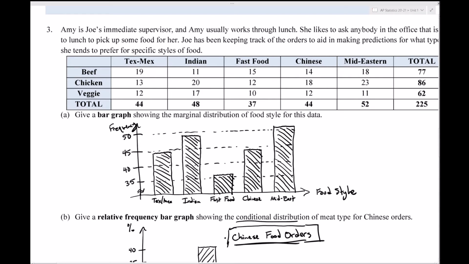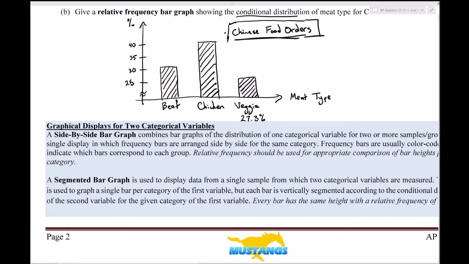So what we're doing is we are setting one of the variables constant, and then we are looking at how the other variable is distributed amongst that constant variable value, which is exactly what we did with the Chinese orders. We set that food style constant, only in Chinese, and we looked at the distribution of meat type within that one constant value. This is actually a two-dimensional distribution. You can think of it as like a function of two variables as opposed to just one variable. And what we're doing is we're setting one of those variables constant. We're plugging in a value for one of the variables, not the other, if you want to think mathematically.